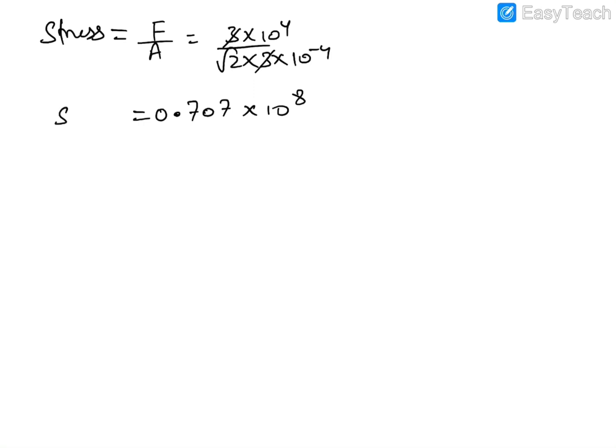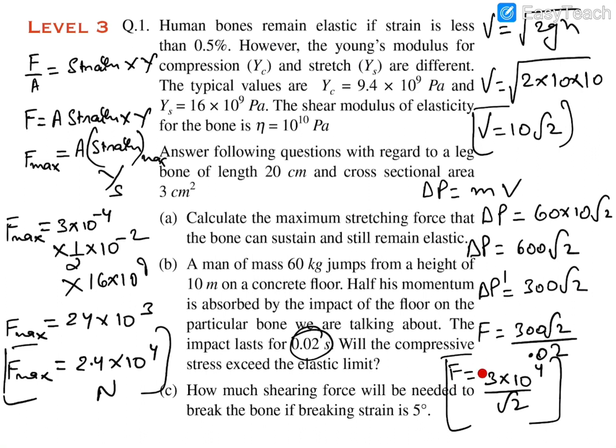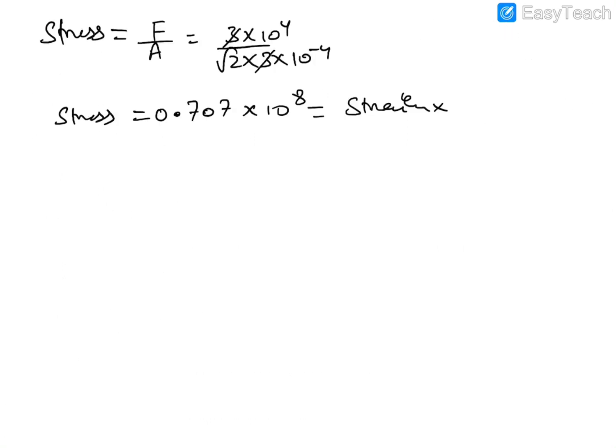Okay, so this is the stress developed on the bones, and now this stress will be equal to strain into Young's modulus, and we know that this force is compressing the bone, so it is a compressive force, and therefore we have to use the gamma of compression, which is 9.4 into 10 raised to power 9. So the strain developed in the bone will be equal to 0.707 into 10 raised to power minus 1.